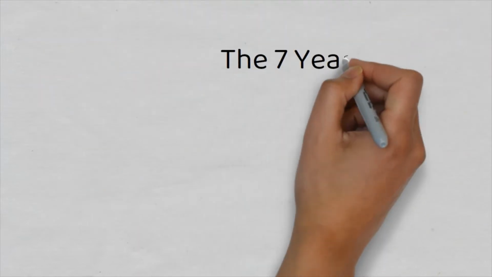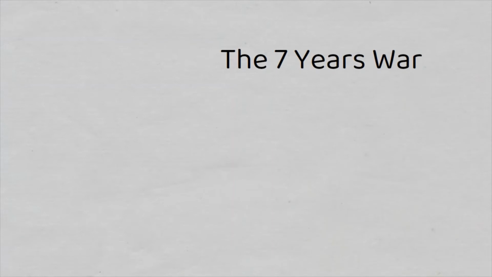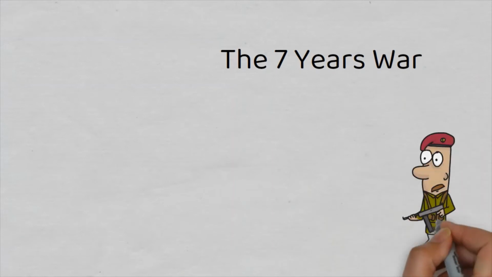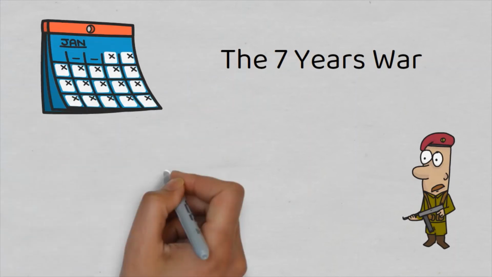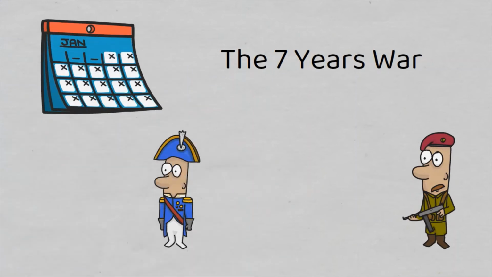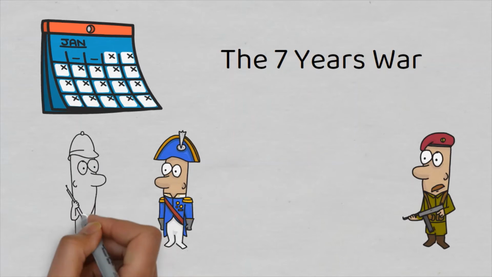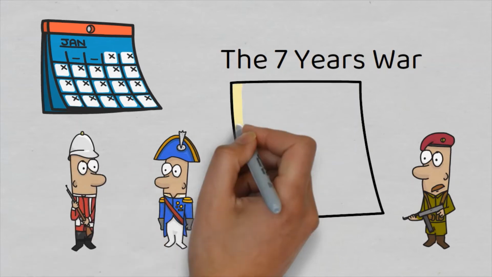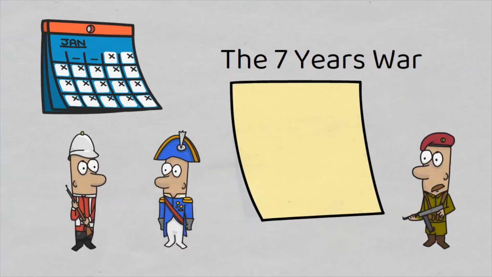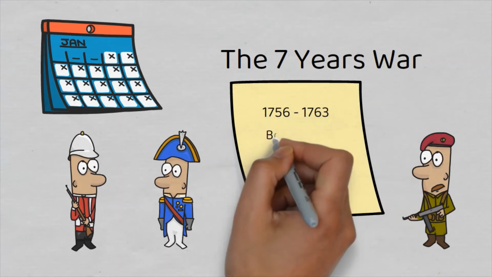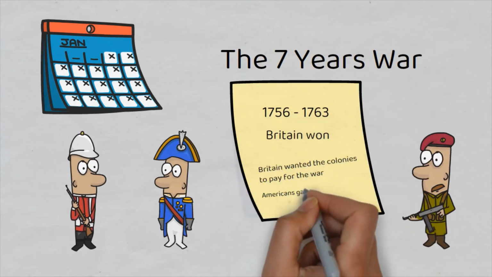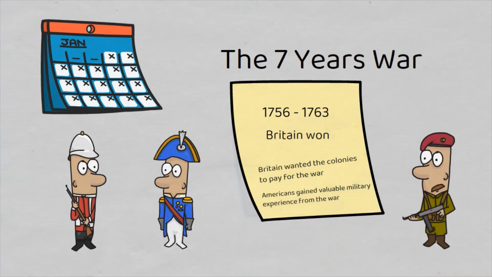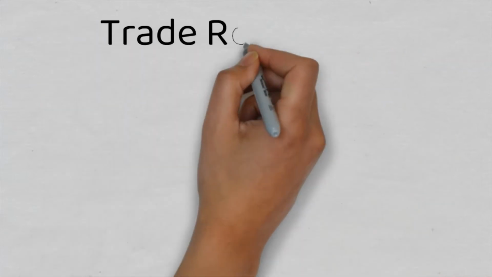Our next cause is the 7 Years' War. This was a war fought between France and Britain between 1756 and 1763. Britain had beaten France in that war, and they had sent many soldiers over to fight in America. The British government wanted the colonies to contribute to the cost of the war, stating that it was for their protection. This war also meant that many Americans gained vital military experience, which they could use at a later date.